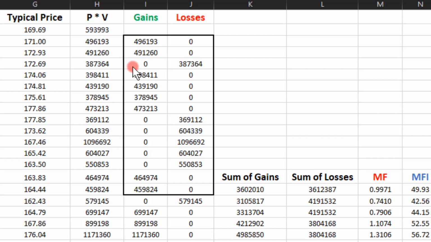So once I have 14 days worth of data, that's what's in this box right here, I'm simply going to take the sum of the gains, that's what this box is right here. I'm going to add up all of those numbers right there, and that gives me this number right here. I'm going to do the same thing for the sum of the losses right here. I'm going to add up all of these numbers right there, and that gives me the sum of the losses. Now we're going to start getting into the money flow calculations.